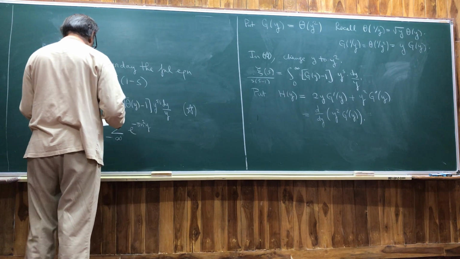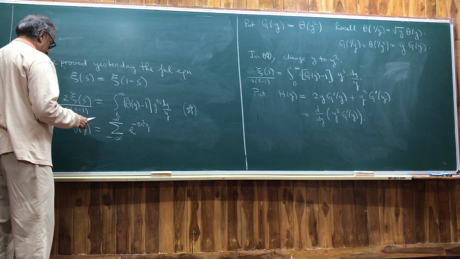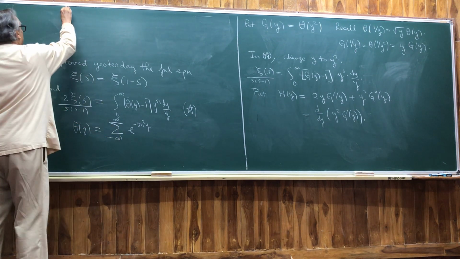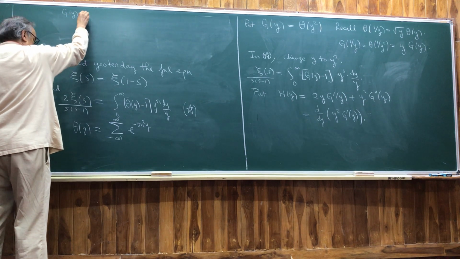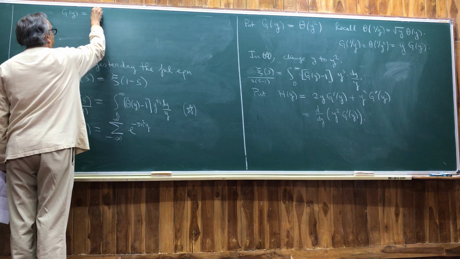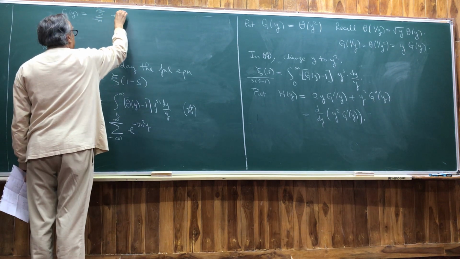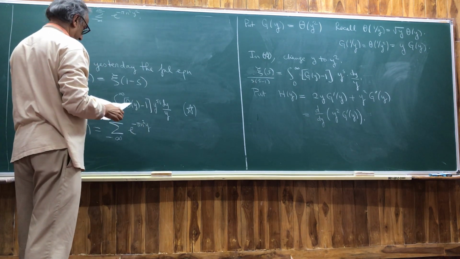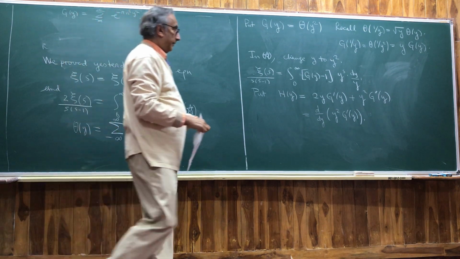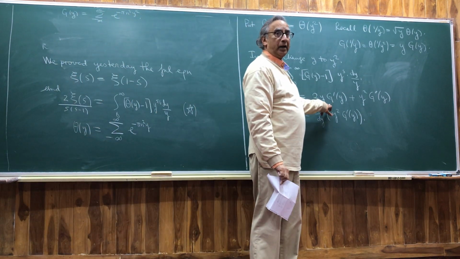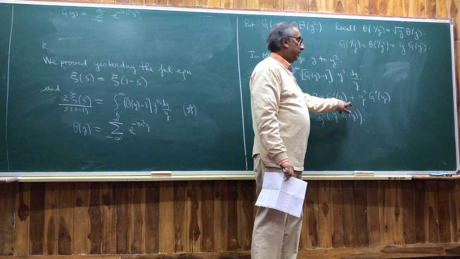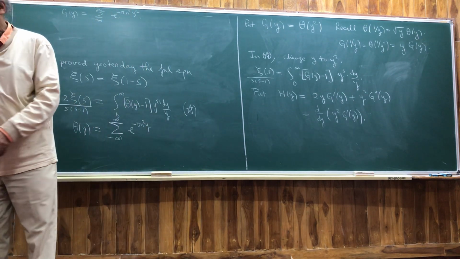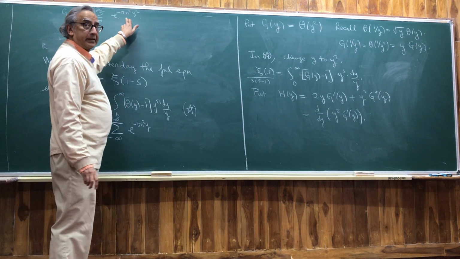Now, let's keep in mind that we have theta of y is this, g of y is the sum from minus infinity to infinity of e to the minus pi n squared y squared. And so in this expression for h of y, I have g prime of y and g double prime of y, and I'd like to look at how it affects these terms.